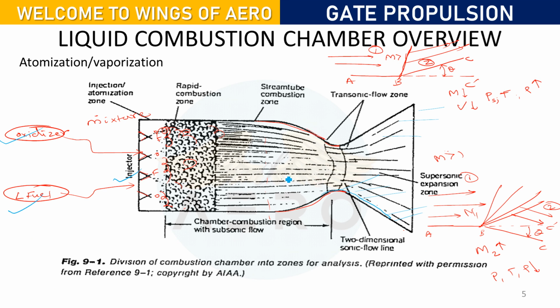Now the diameter of the throat will decide how much thrust is obtained by this particular combustion chamber, or you can say the particular rocket engine.